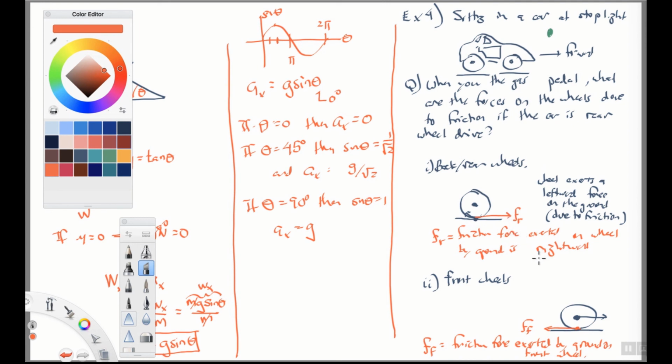Okay, so I think this is an interesting problem because it illustrates a complicated situation that requires very careful thinking about the directions of frictional forces. I would encourage you to try the same problem on your own, but thinking about if your car was a front-wheel drive car and you hit the gas pedal. Which direction would the frictional force on the front wheels be, and what would the direction of the frictional force on the back wheels be? In this problem, I did a rear-wheel drive car.